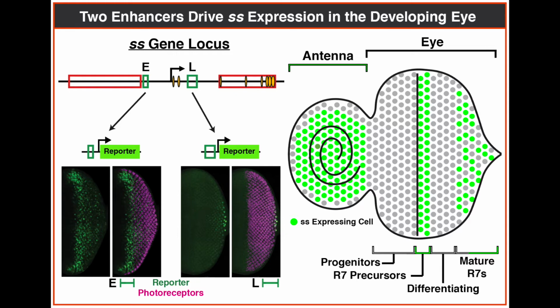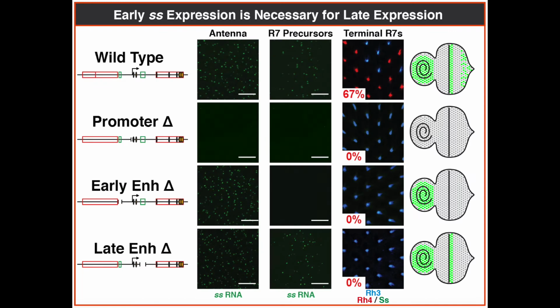We identified two enhancers termed early and late, which drive spineless expression in R7 precursors and mature R7s respectively, shown here using enhancer reporter constructs. To further characterize how these enhancers control the temporal expression of spineless, we use CRISPR to remove them and RNA fish to visualize spineless expression. As shown in the schematic, wild-type flies have broad expression in the antenna, a pulse of expression in R7 precursors, and 67% spineless expressing mature R7s.